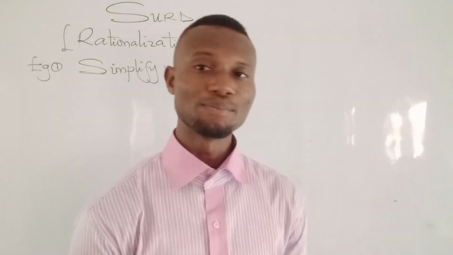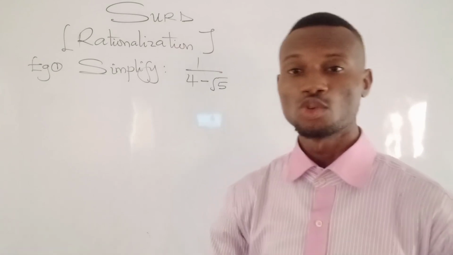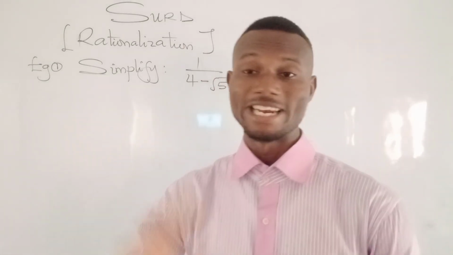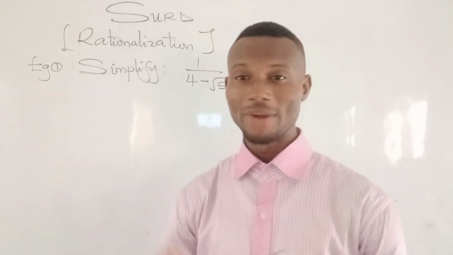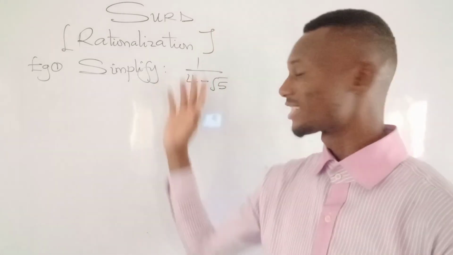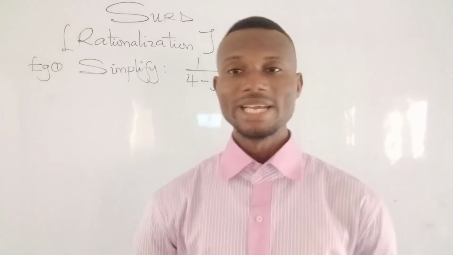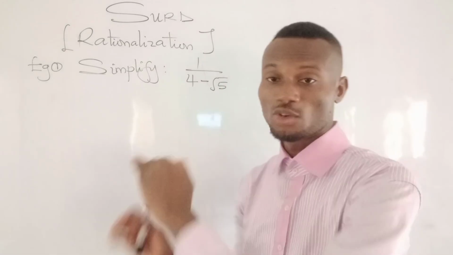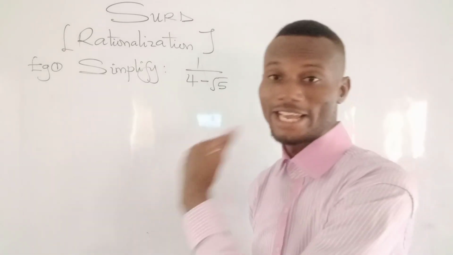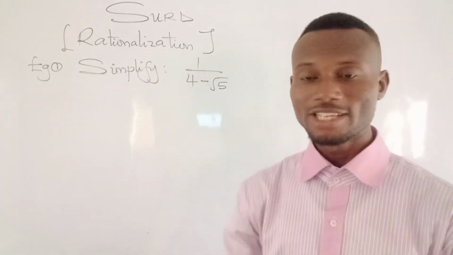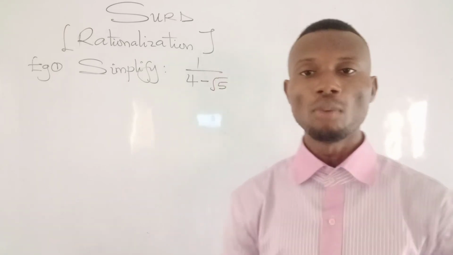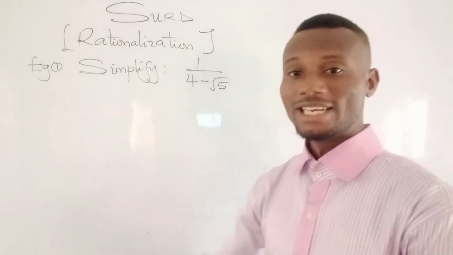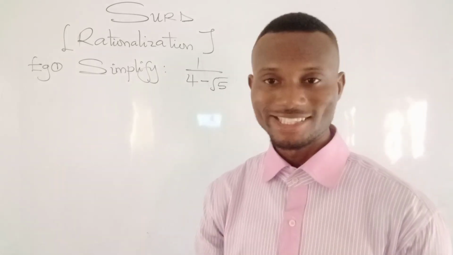Simplifying this means that we need to rationalize it. I've explained what rationalization is in the previous videos, but let me do a recap. When given a fraction like this and you are asked to rationalize, it means that the denominator of the fraction contains a square root sign. The process of making sure that there's no more square root at the denominator of the given fraction is what we refer to as rationalization.